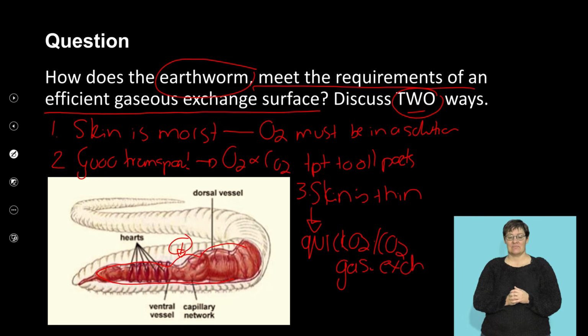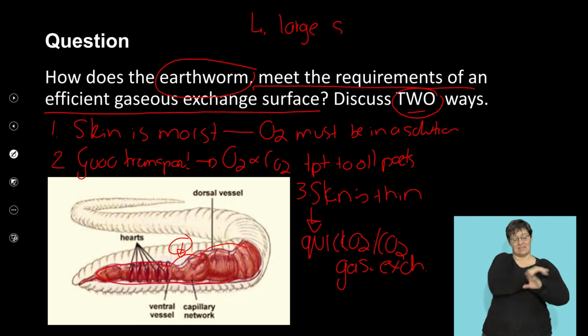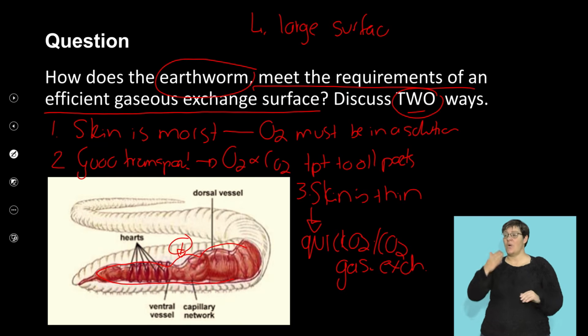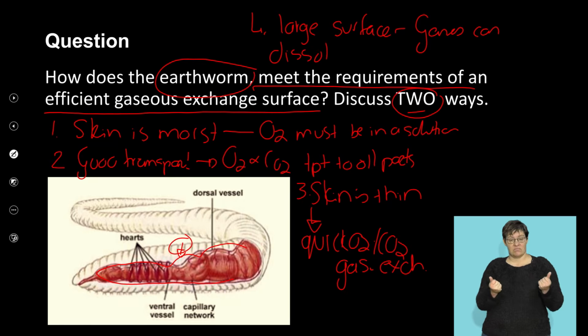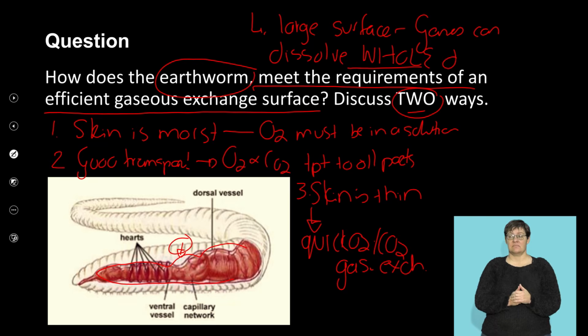So when I look at those, it's thin, and maybe a large surface area could have been another one. Number 4, and how do we know it's a large surface area? Gases can dissolve over the whole body of the earthworm. So any of those you could have discussed.